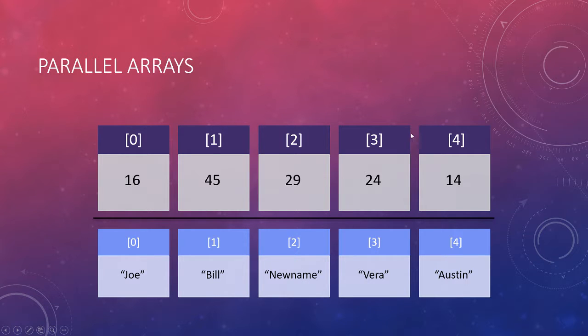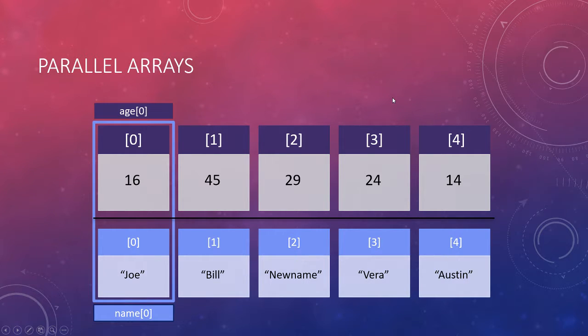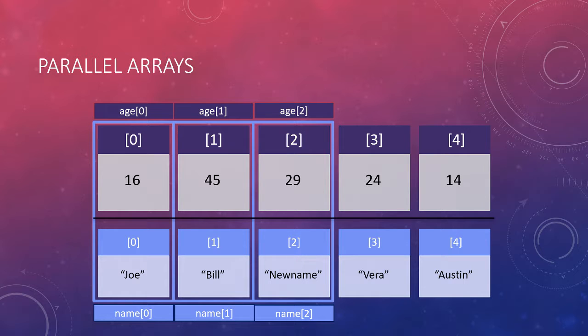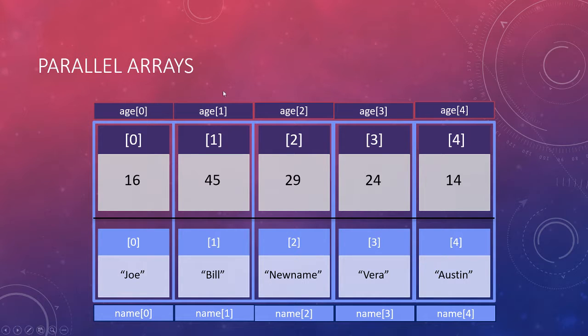So for example, in this situation, if I have these two arrays, one called age and one called name, I would know that index entry 0 of the name array matches the entry 0 of the age array. So I know Joe is 16. I'll keep that data in sync and keep these arrays in parallel. Bill is 45, our new name person is 29, Vera 24, Austin is 14. So that's parallel arrays, and I have to do a little bit more processing, but not too awfully bad.